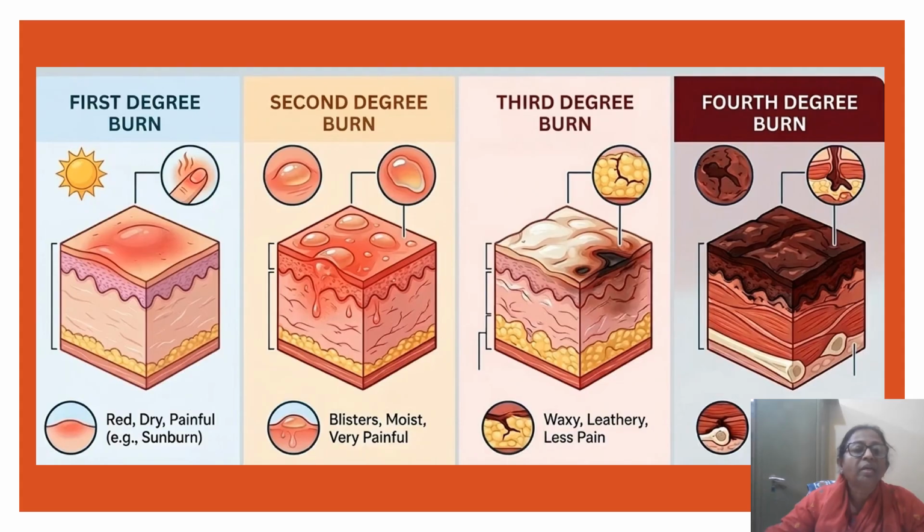So here you can see the first degree burn, which involves only the superficial layers, that is, the epidermal layer. Sometimes it may be a sunburn. The clinical manifestation: red, dry, painful. Sunburn is an example. Second degree burn, you can see it's a partial thickness burn. It's also called a dermal burn. So it is a superficial partial thickness burn. For example, we can see blisters, moist and very painful. They are moist, painful and red with clear blisters.